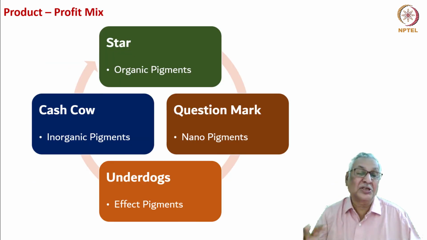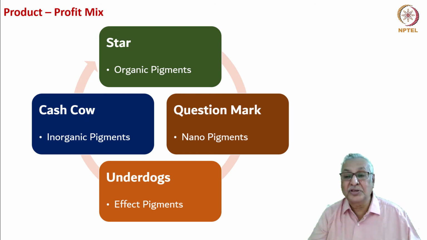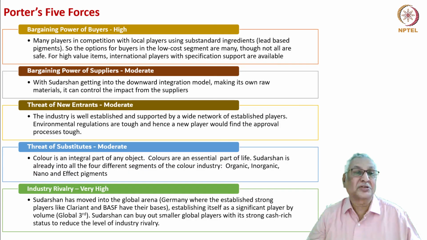So when you have a large number of products, you need to also understand the profitability or the relative market share of those products. In this case, star products are the organic pigments. Cash cows are the earlier established inorganic pigments. They have funded the growth of the inorganic pigments range as well as the new organic pigments range. Question mark: nano pigments, and pets or underdogs: effect pigments. This is the grouping of the various products.